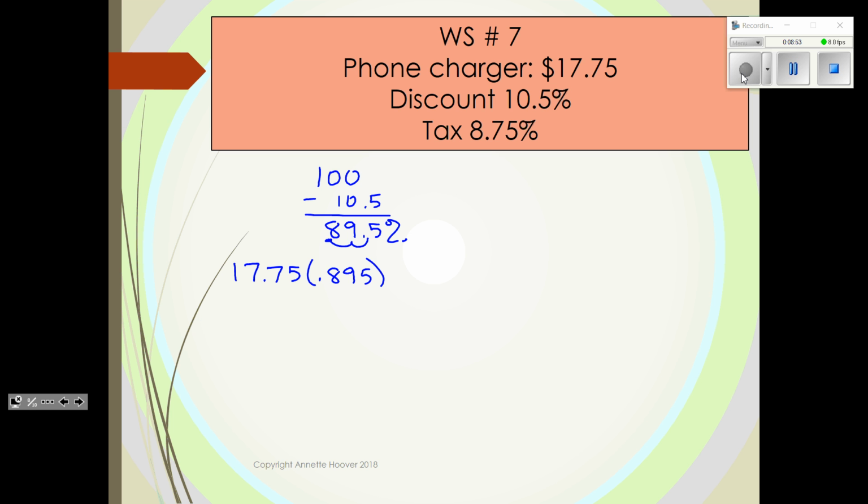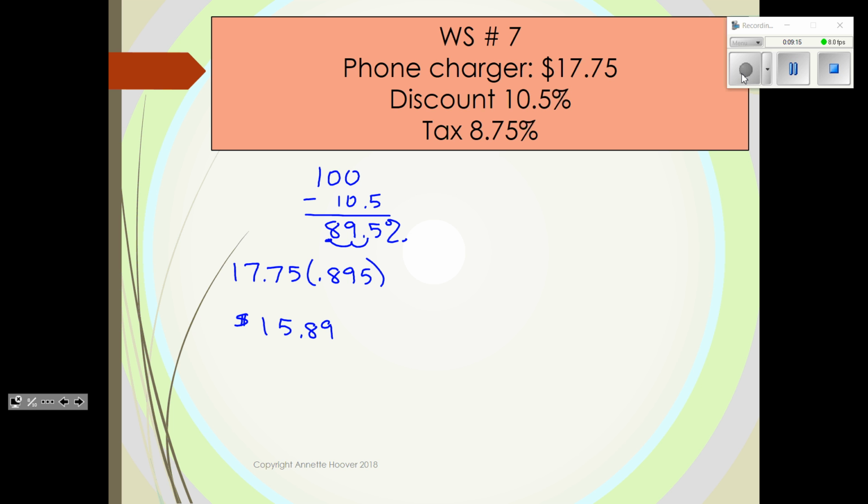So I'm going to take my calculator here, because I don't have this on my slide, I don't think. And I'm going to go $17.75 times 0.895. And I have to round to the nearest cent, and it is $15.89. That is the cost after the discount.